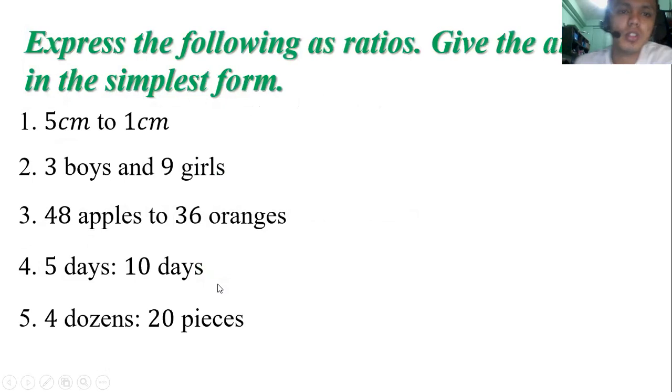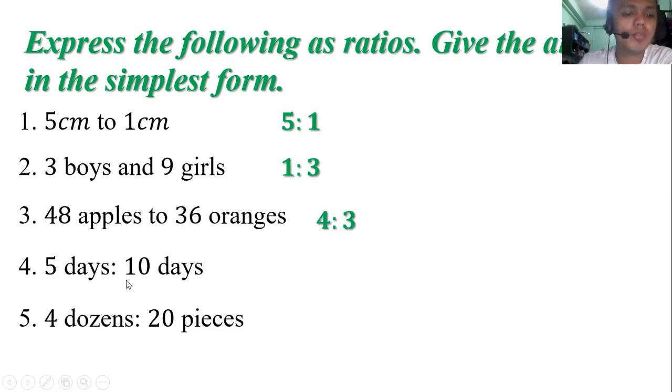Now, exercise. Express the following as ratios. Give the answers in the simplest form. 5 centimeters to 1 centimeter. What is the ratio here? 5 is to 1. 3 boys and 9 girls. The ratio is 1 is to 3. Why? Because 3 is to 9, and taking the lowest term, we have 1 is to 3. The next, 48 apples to 36 oranges. 48 is to 36. What is the lowest term? We have 4 is to 3.